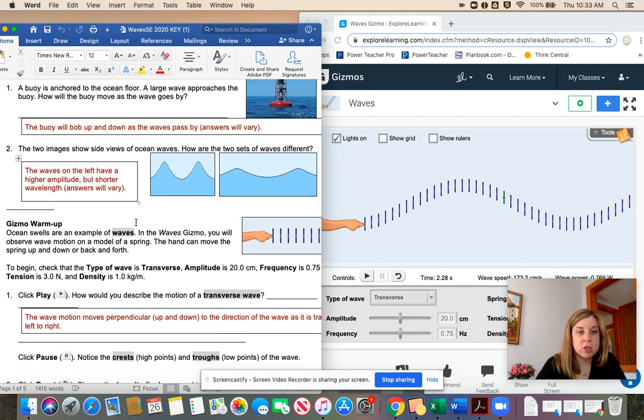The two images show side views of ocean waves. How are they the same or different? Just different, I'm sorry. The wave on the left has a higher amplitude, but a shorter wavelength. Okay, so amplitude, remember, is from the normal to the crest, and wavelength is the same spot on two separate waves. So from crest to crest, okay? So we can see that this amplitude is more, but the wavelength is shorter.